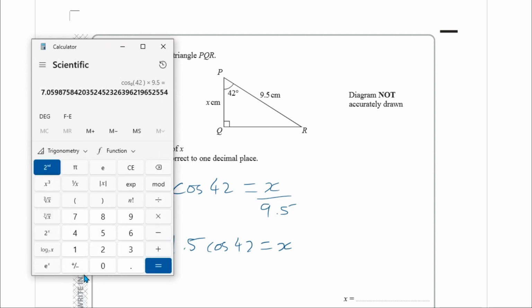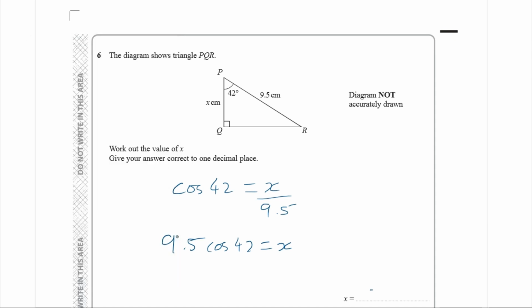Plugging this into our calculator, it looks like it's 7.0598. The question says 1 decimal place, so 7.1 is a very good answer. If we write 7.1, that's good for 3 marks.